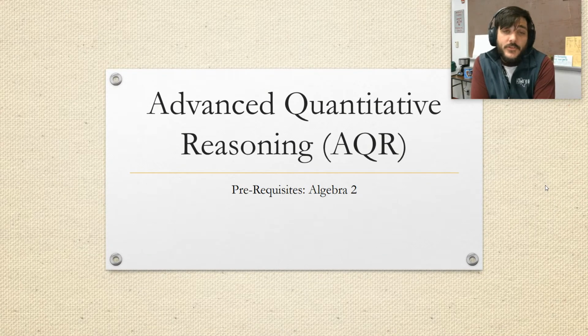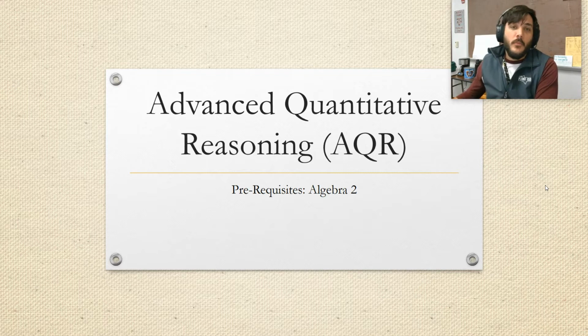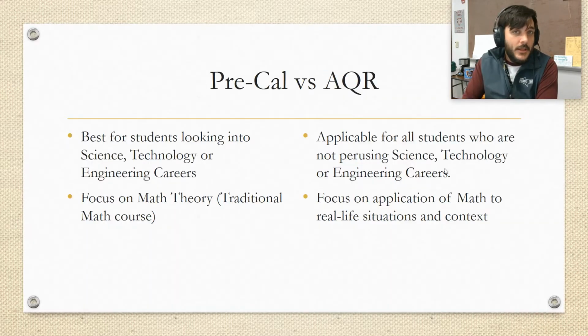In this video, we're going to be discussing advanced quantitative reasoning, which is a fourth year math class, one that you can take after Algebra 2. The best way I can explain AQR, because it's not a very well known class, is to explain what pre-cal is to let you know it's nothing like it. Pre-cal, statistics, and AQR are the three options you have available after Algebra 2.